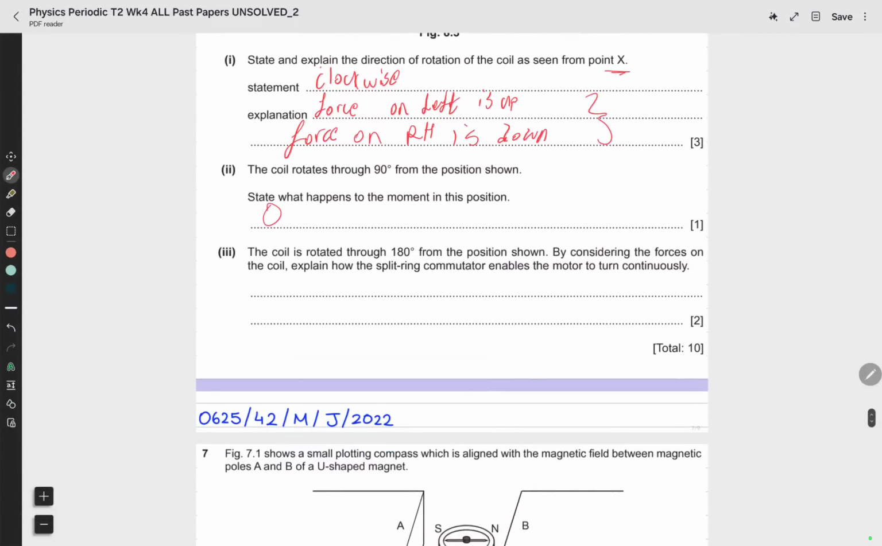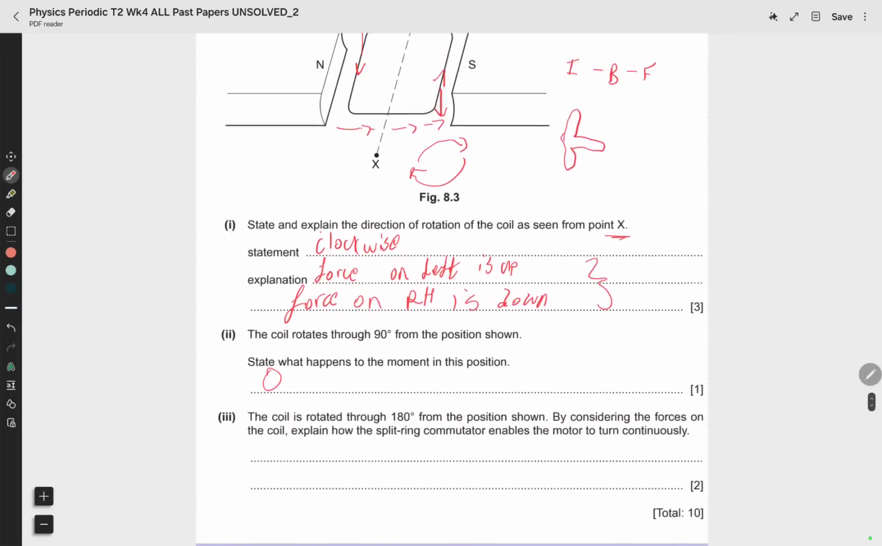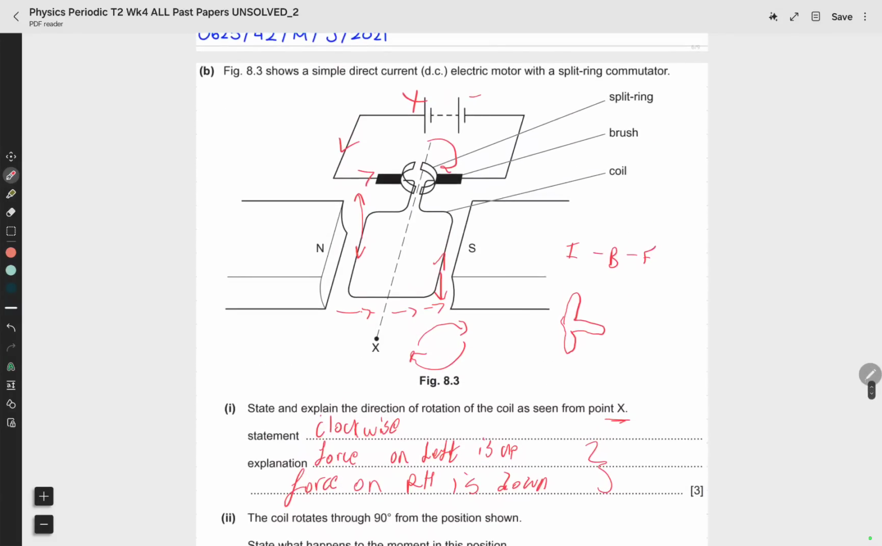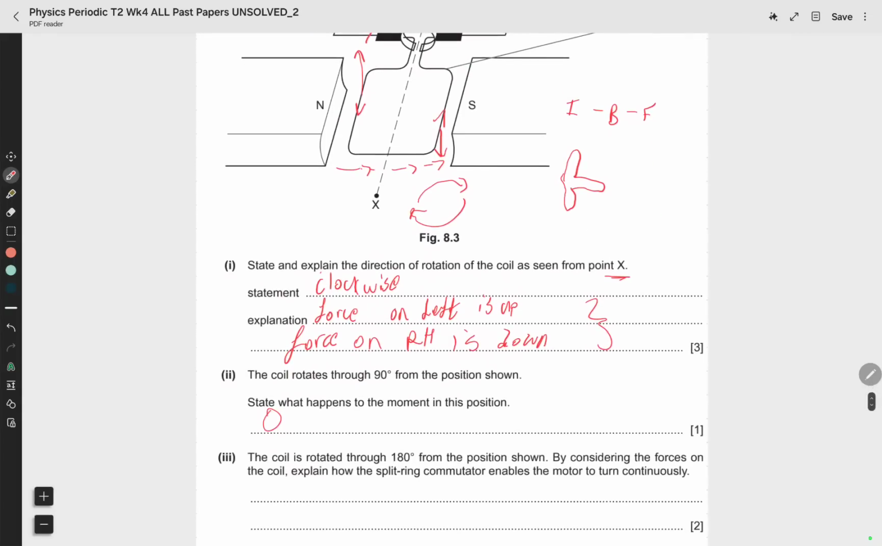Okay, part I. The coil is rotated 380 degrees from the position shown. By considering the forces on the coil, explain how the split ring commutator enables the motor to turn continuously. This is like the one we had previously. Rotated 180 degrees, so now it's upside down, right? How does it do this? It allows, what does it do when it splits 180 degrees?